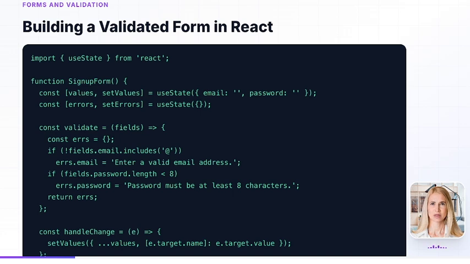Form validation is the gatekeeper between user input and your application logic. Here we track field values in state, run a validate function on submit that returns an errors object, and only proceed when that object is empty. Displaying errors inline next to each field gives users immediate, contextual feedback without a page reload.